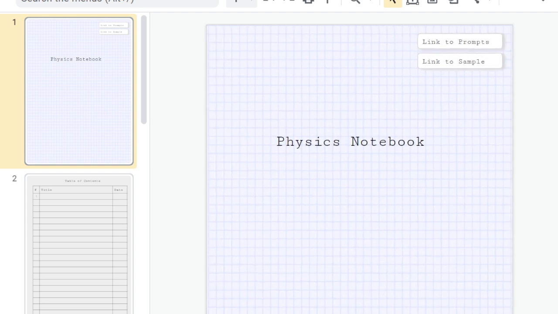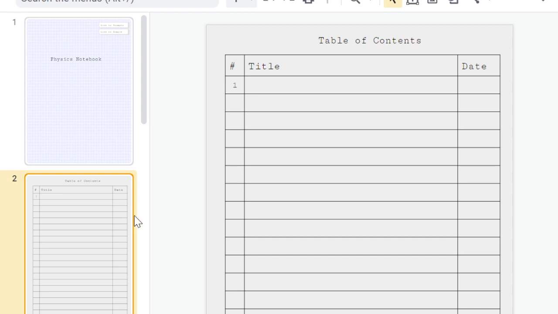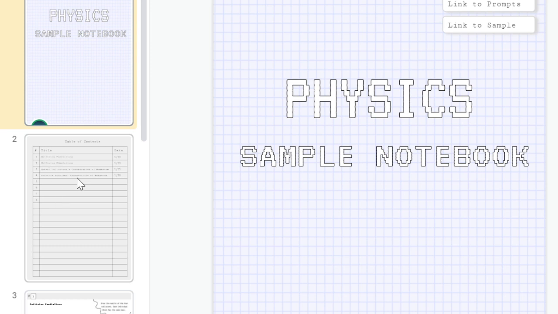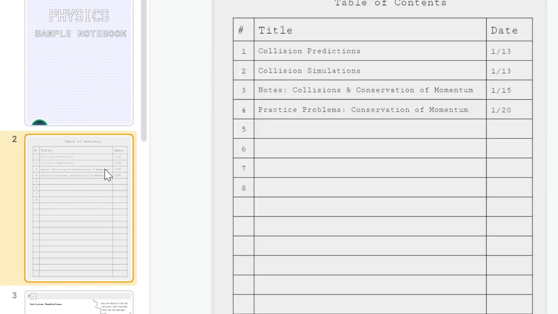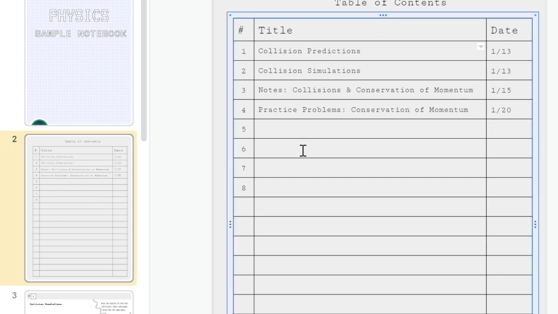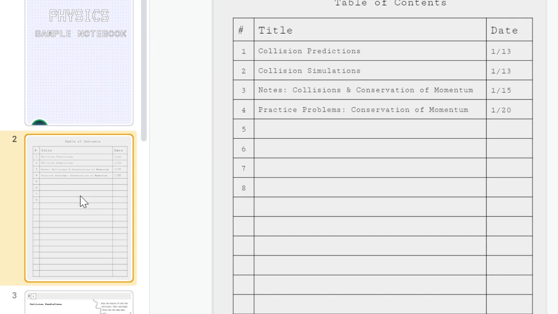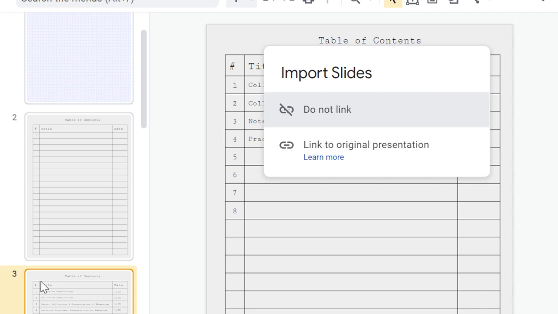Okay, there we go. So the first thing you want to do is set up your table of contents. And the best way to do that would be to go to the sample notebook, click on the table of contents, click on the slide itself. Don't try to highlight this stuff, but just click on the slide itself and press Control-C, and then Control-V to paste it into your notebook.